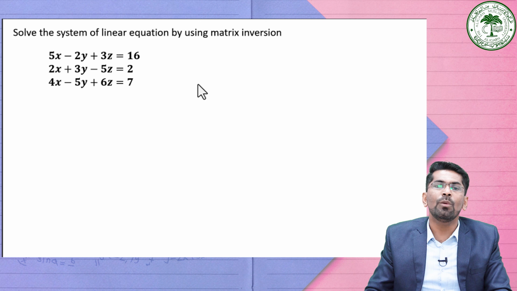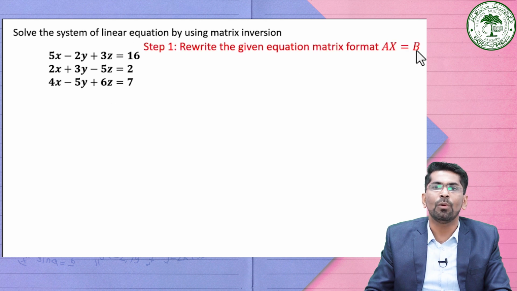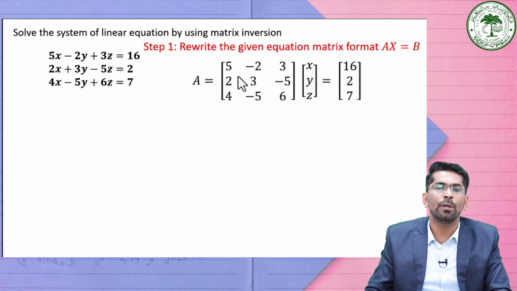Now we are going to write this particular equation in the form of Ax is equal to B. So here A is the coefficient matrix. What are the various coefficients here? That is 5, minus 2, 3; 2, 3, minus 5; 4, minus 5 and 6. I am going to write it as a separate matrix, which is matrix A, into the x, which is the variable matrix, which is here x, y, z.